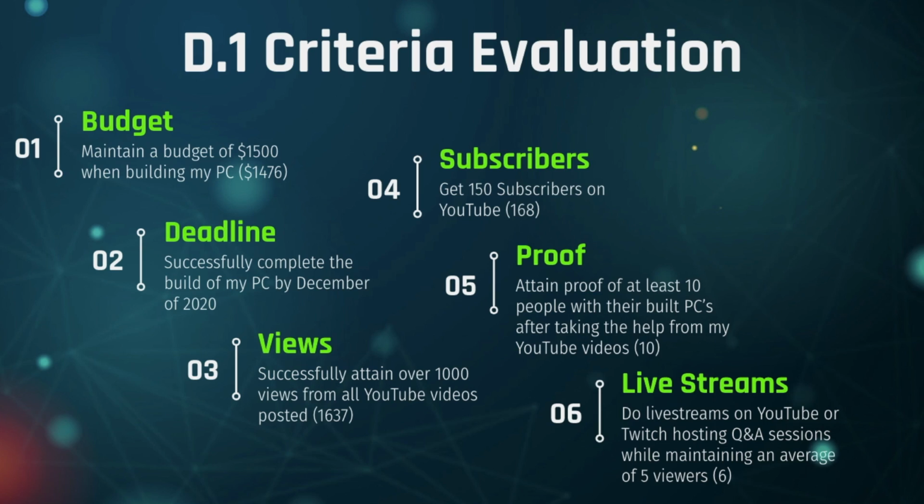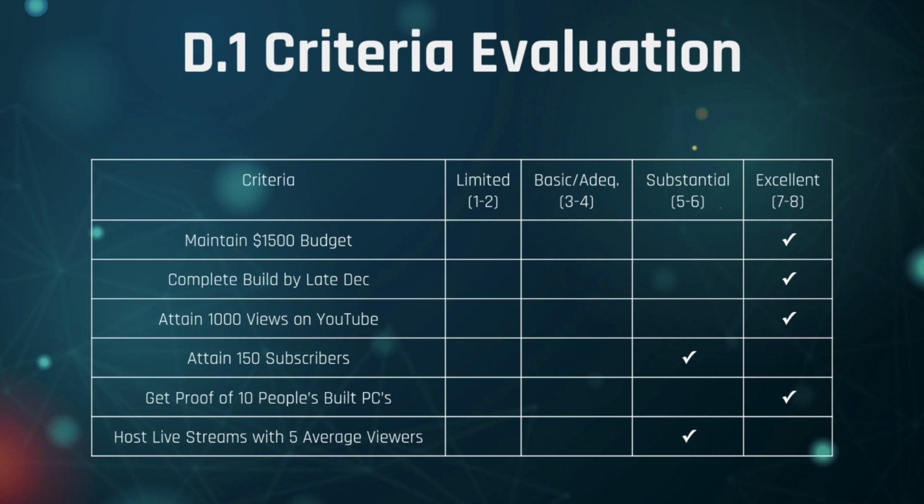I was able to require proof of exactly 10 people with their built PCs after taking my help. And lastly, my goal was to maintain an average of 5 viewers in my live streams, whereas I was able to maintain 6. As for the evaluation of the criteria itself, I would give myself all 8s or exceeding, except for the goal containing live streams and subscribers.